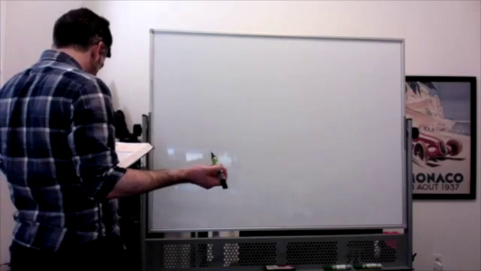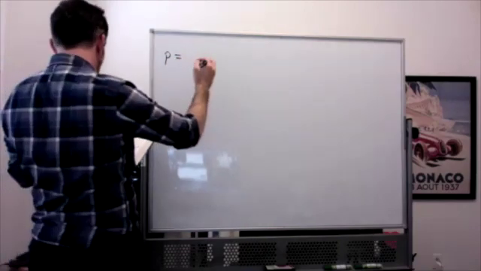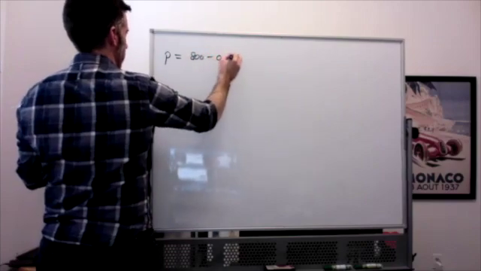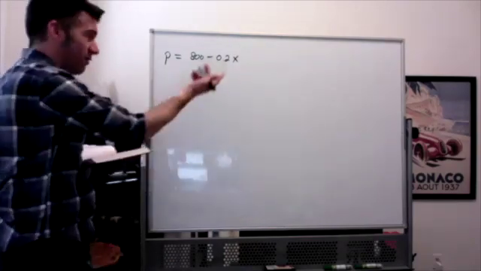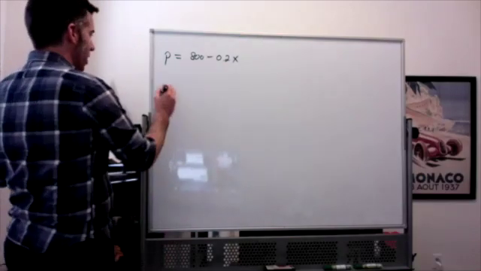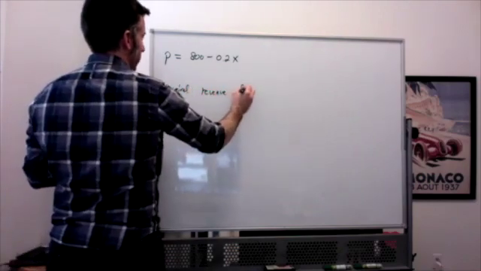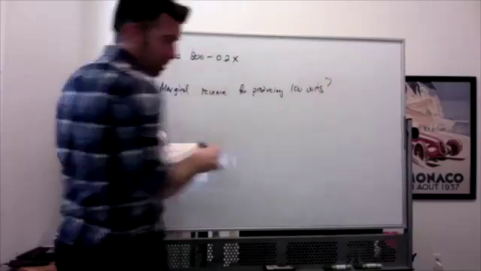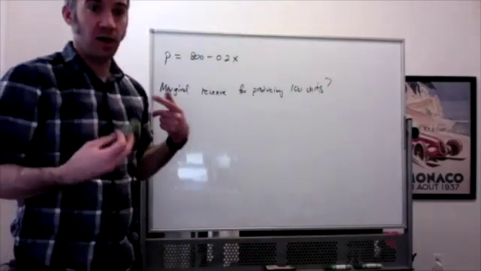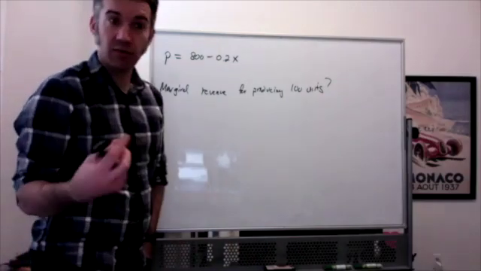Let's say that we have a price that depends on the number of units produced, and the price is 800 minus 0.2x, right? So instead of having x depending on price, we're having price depending on x. We could also solve for x here if we wanted to. And then we want to know what's the marginal revenue for producing 100 units. Meaning, if we produce 100 units, how much more revenue do we make for that 101st unit? Okay. And again, marginal is an approximation.